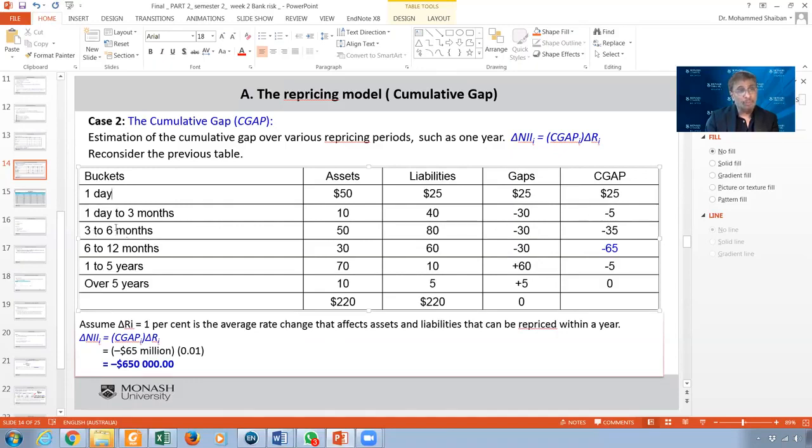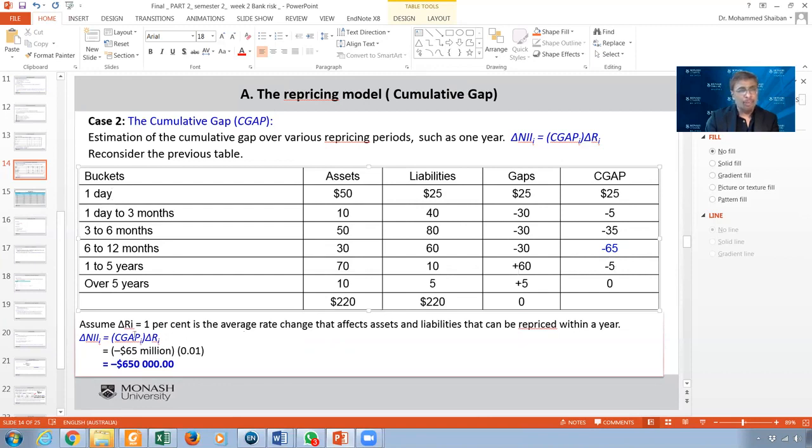Cumulative 3 to 6 months, from 1 day to 6 months, is actually minus 5, minus 30, minus 35. From there up to 1 year, you will find it minus 65, because you will add all of those, okay? And then you can add this 65 minus 60, so minus 5.